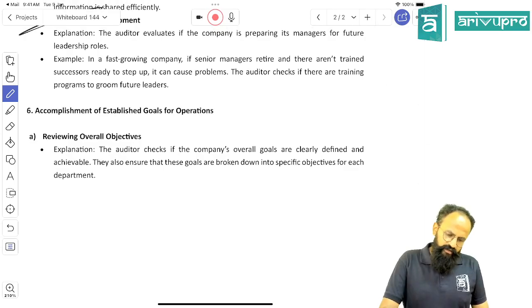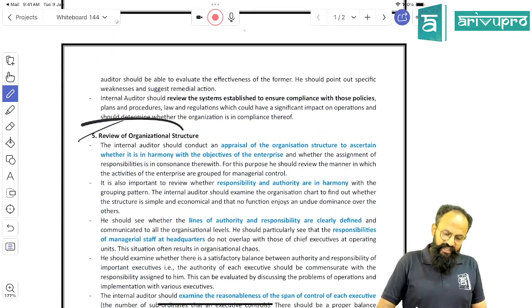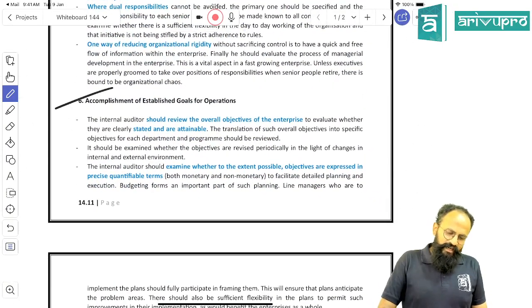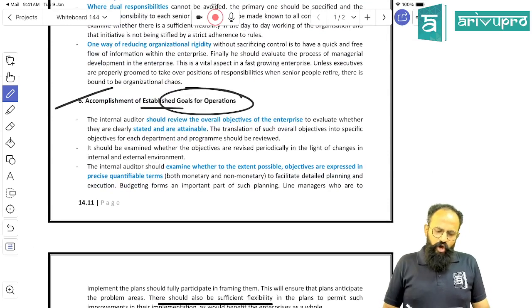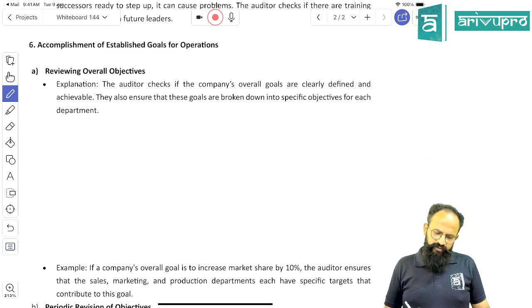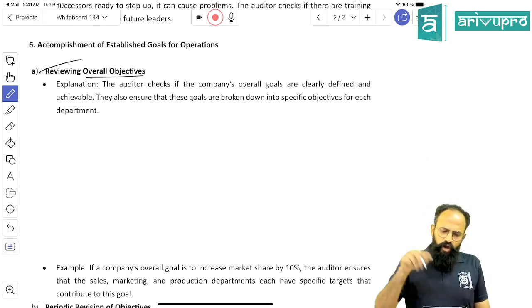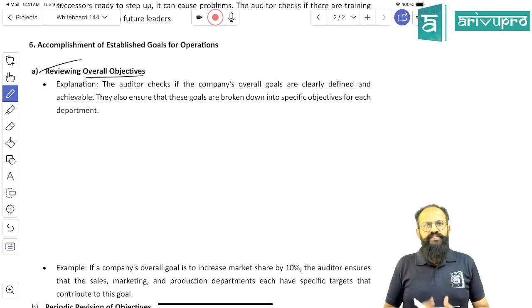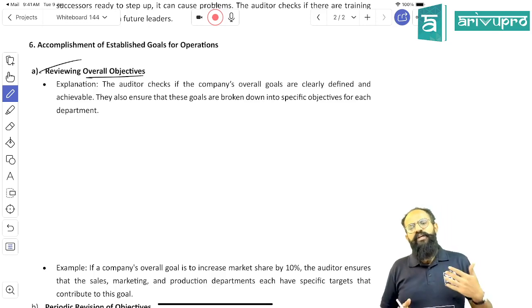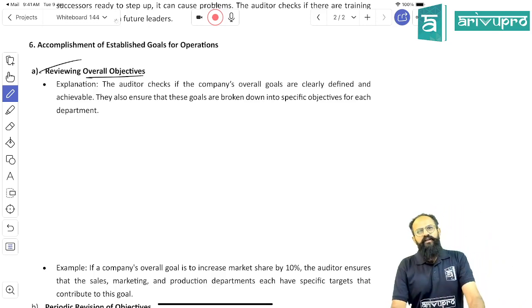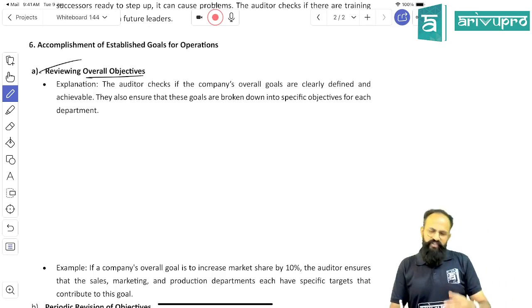Now see here, sixth one. So the entire thing is review of organizational structure. Clear? Okay. Next one, accomplishment of established goals for operations. Now what do you mean by that, people? See here. Reviewing overall objectives of the company. Meaning what, sir? You say that for this year, this is my objective. First my question, is it achievable? Imagine we are manufacturing bikes. We want to produce 1 crore bikes. That's my goal. But in reality, how much are you producing? You are producing 1 lakh bikes. Is that a realistic goal? Then you cannot work towards it. That's what they are saying here.